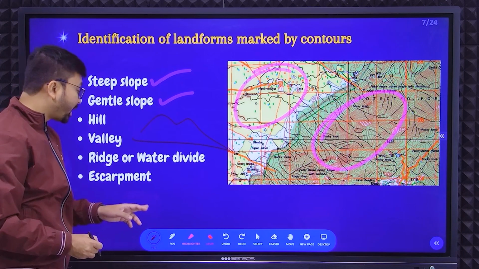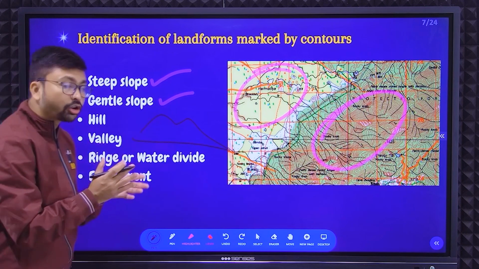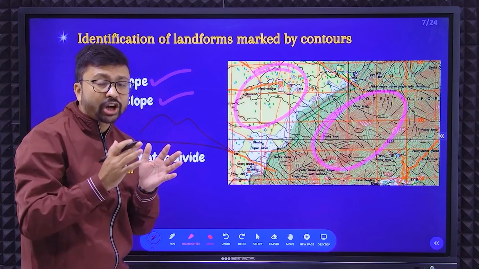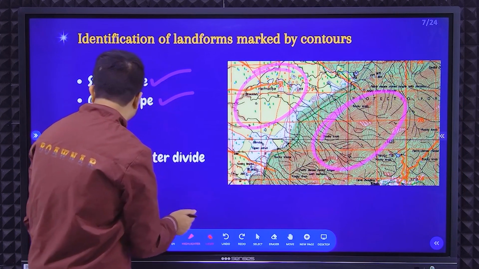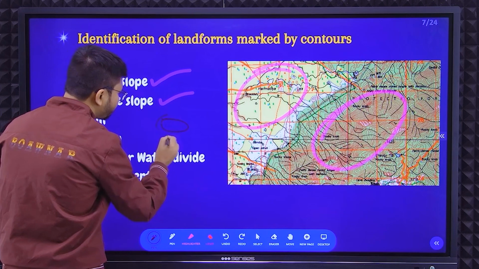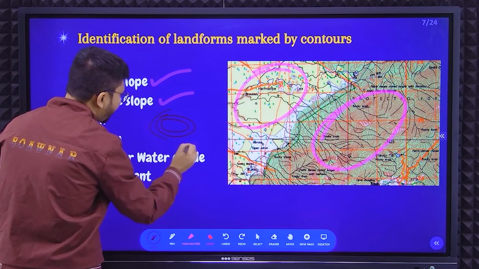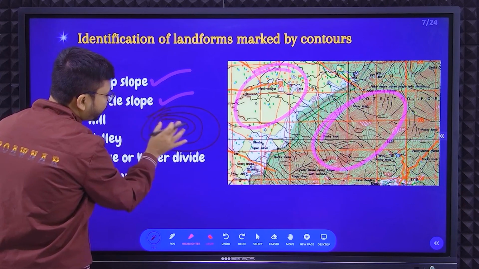Next one, the escarpment. Remember, where on one side of the map the contours are very close and on another side the contours are far away, right? That time it will be called the escarpment. Now how will it look? Like this, right? Here you will see on this side the contours are very close, and on this side they are far away.